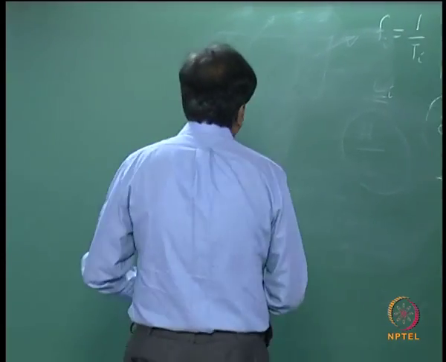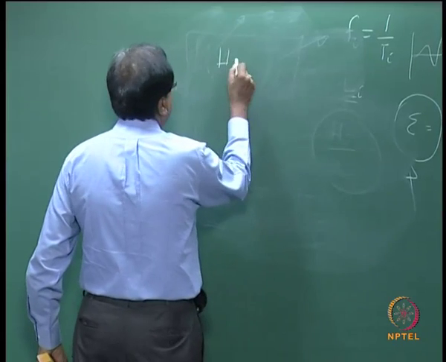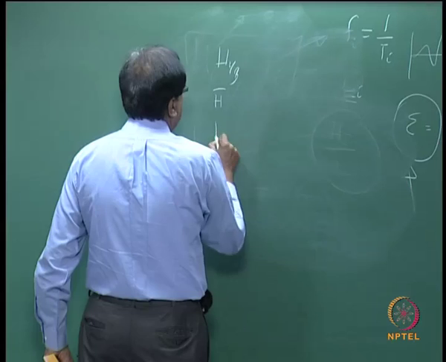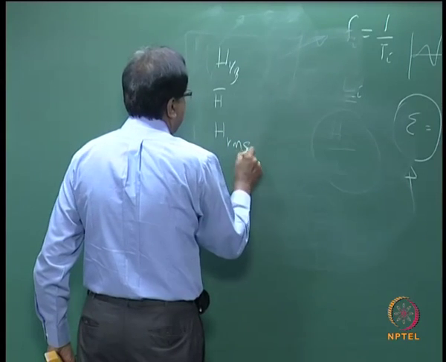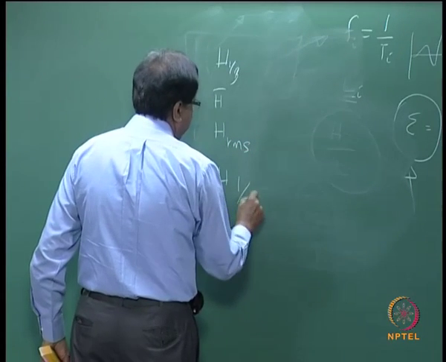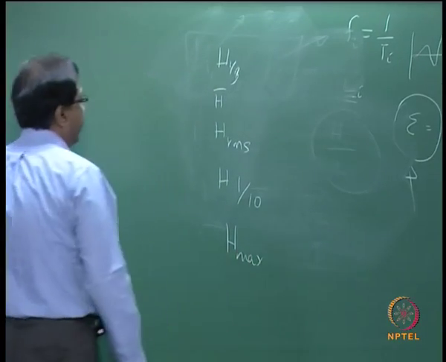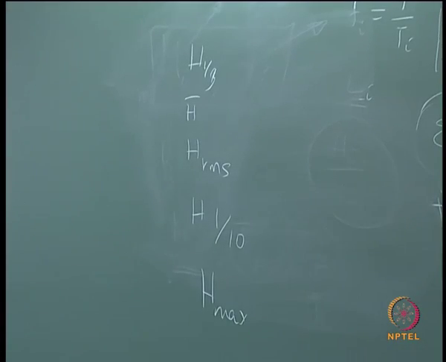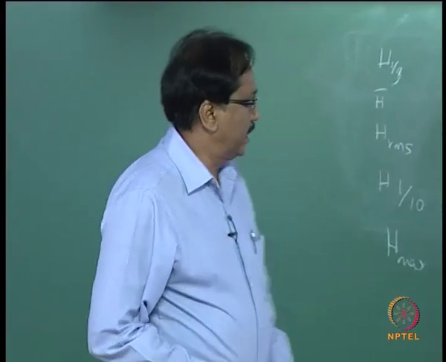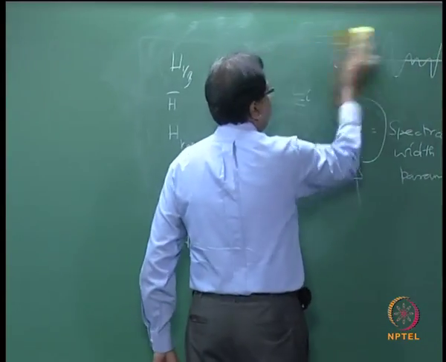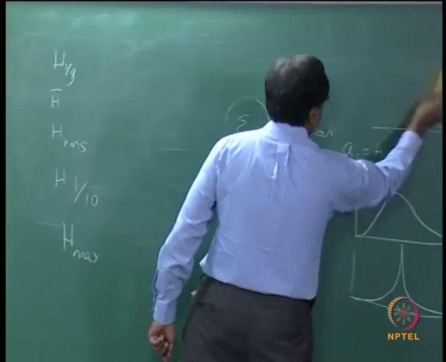So we normally come across H1/3, H bar, Hrms, H1/10, Hmax. These are the different statistical measures of the wave heights, which are usually used in wave mechanics or for the design of structures, etc.